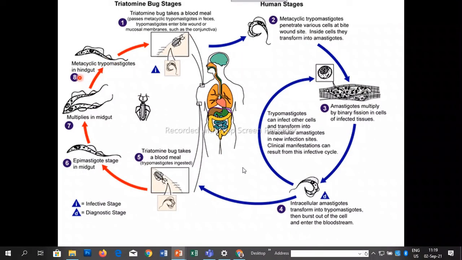We have the midgut and we have the hindgut. Instead of the parasite going to the proboscis on the map, it will go backward to be eliminated in the feces of this kissing bug or triatomine. So once eliminated in the feces, this parasite will again enter the body through the bite site or the bite wound, and infection will continue like that.